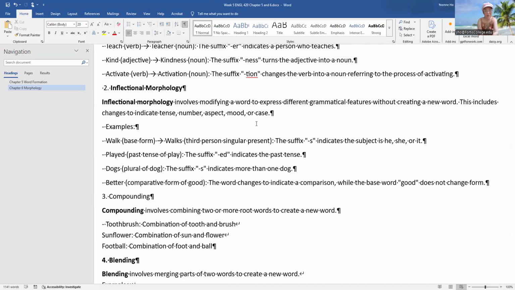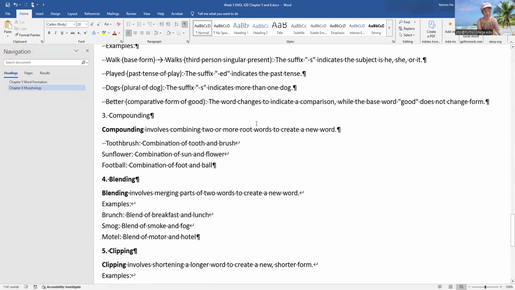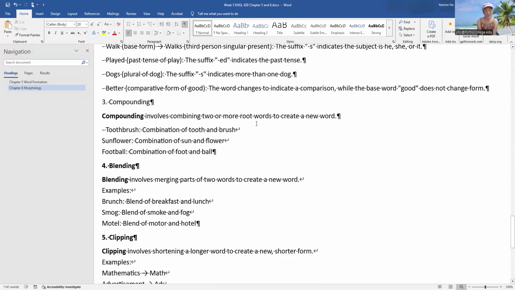So you're supposed to learn all of this. It's supposed to be all review of second grade. You should remember all of this from second grade. I know I do. So compounding involves combining two or more root words.